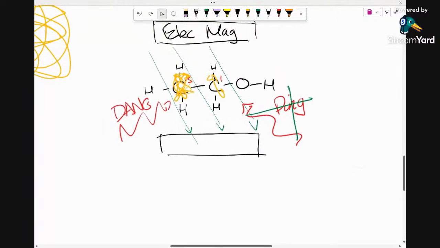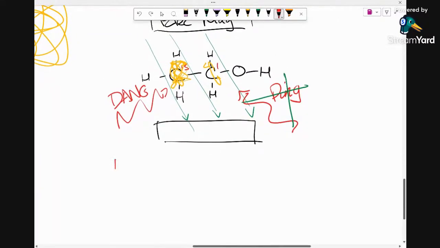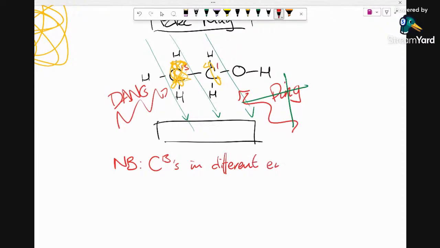This is the nota bene that goes along with this little diagram. Nota bene, by the way, for anyone who's new to the channel, is Latin for important notice. So nota bene: this is different carbon-13s in different environments. Now, I'm using the words different environments. I can also put in brackets non-equivalent. The word equivalent means the same, right? Equal, equivalent. Non-equivalent means different. So it's nice for me to add that word in there.